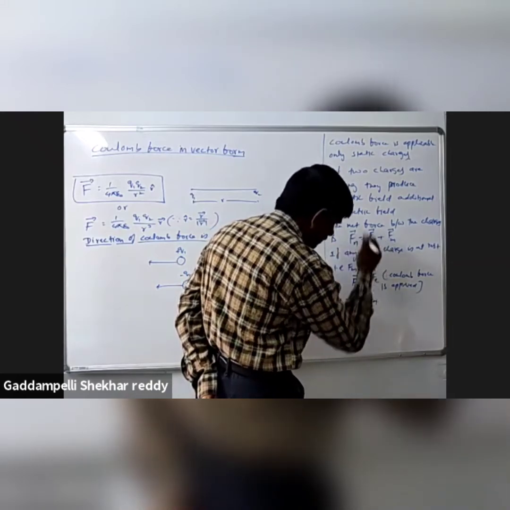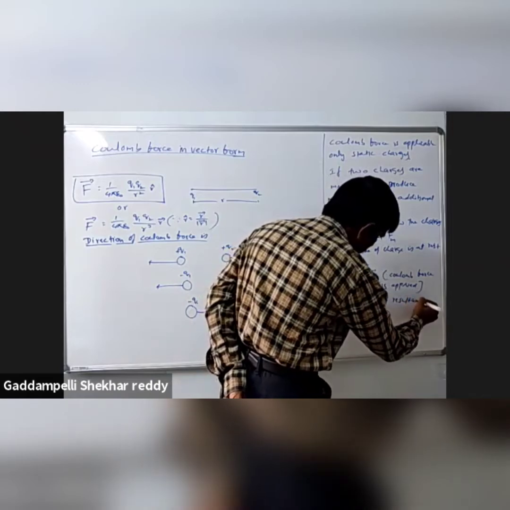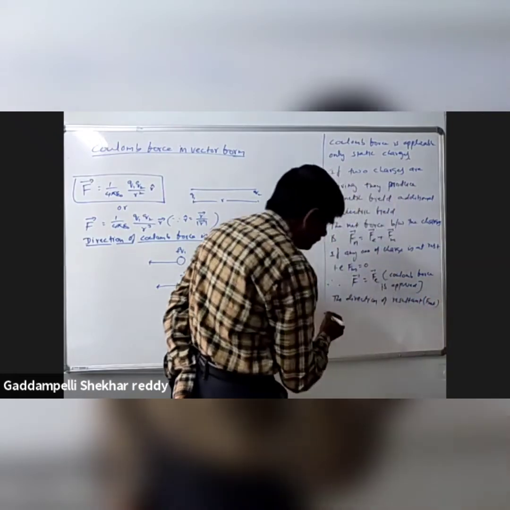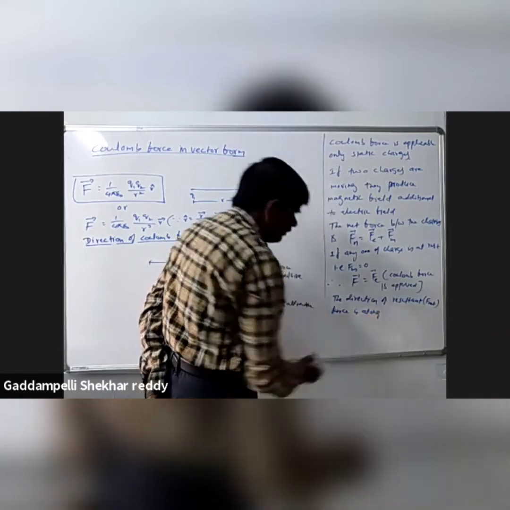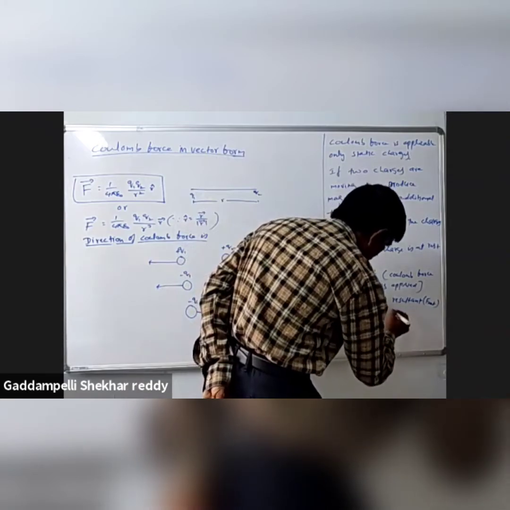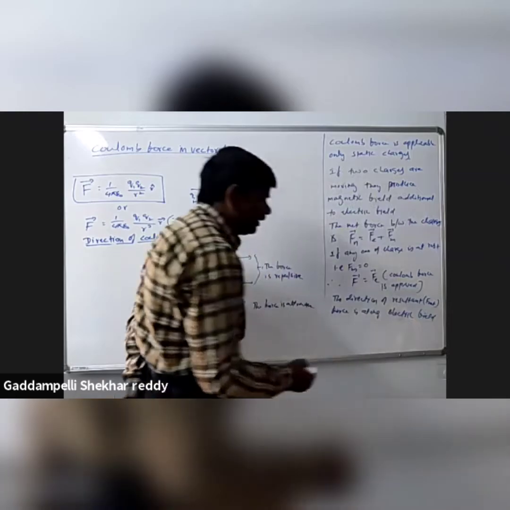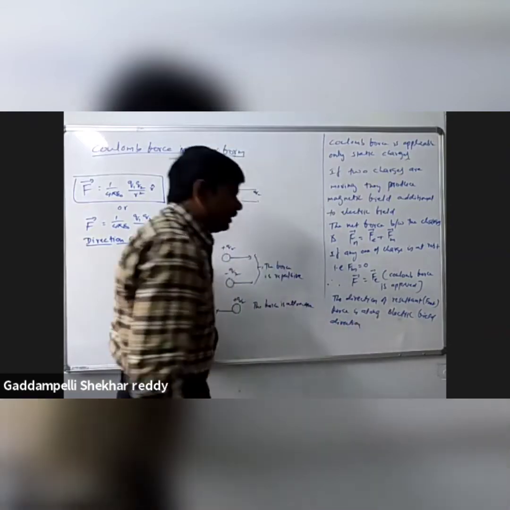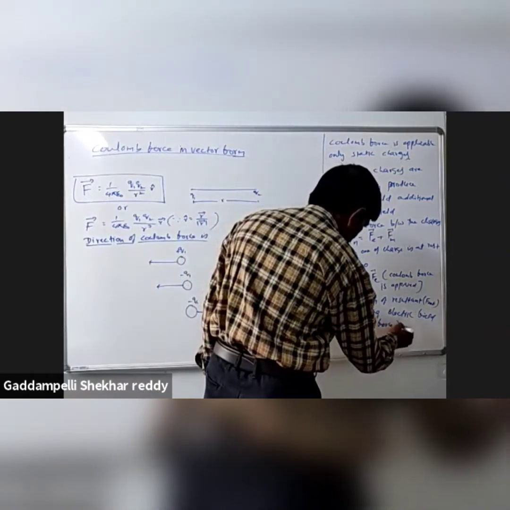Next, the direction of the resultant force. The direction of the resultant force, F net, is along the electric field direction, or electric force direction.